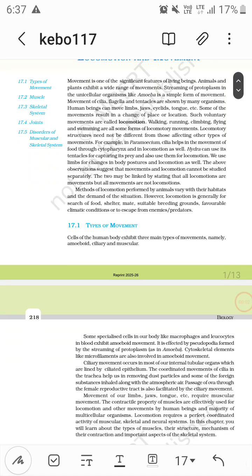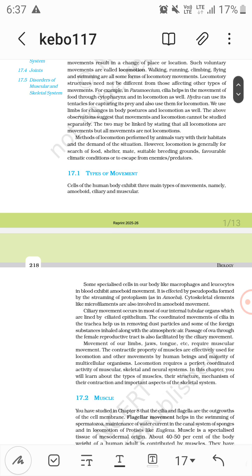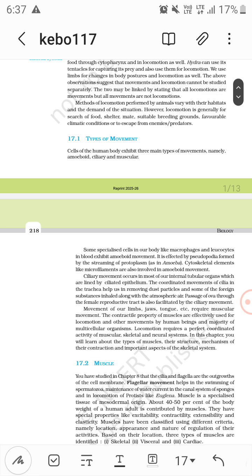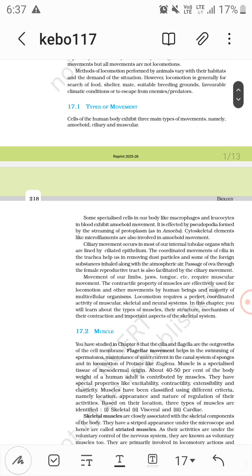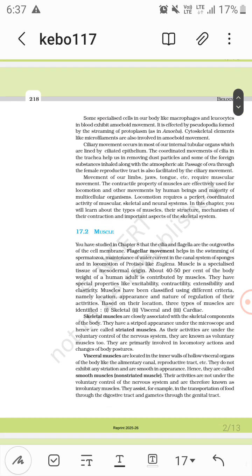Locomotion and movement. Types of movement are amoeboid, ciliary, and muscular. In amoeboid movement, macrophages, leukocytes, and amoeba move by pseudopodia. Then the movement of our limbs, jaws and tongue is muscular movement. Ciliary movement occurs in the trachea and in the passage of ova through the female genital tract. And then there is flagellar movement.